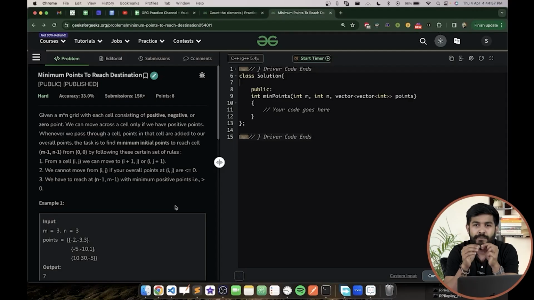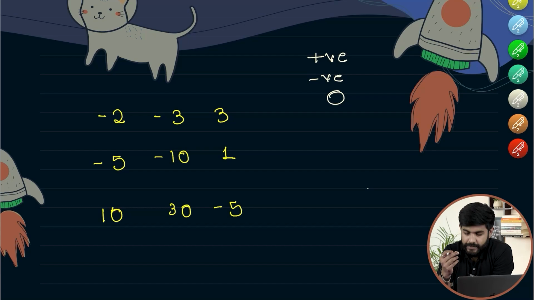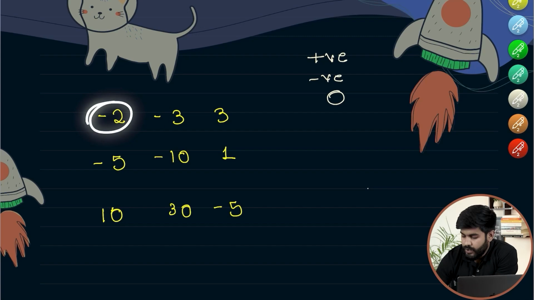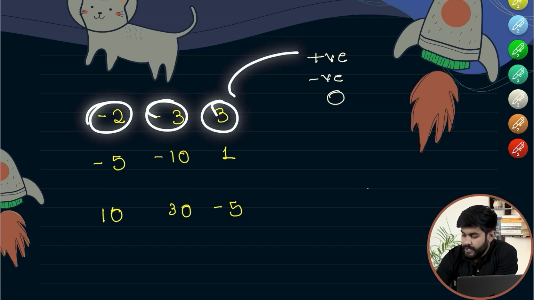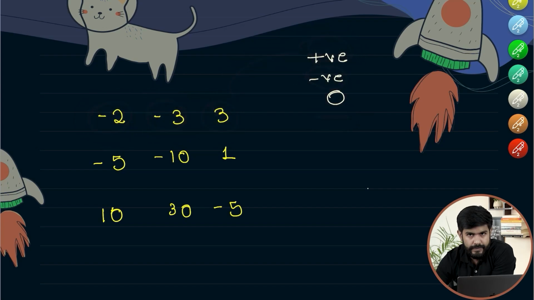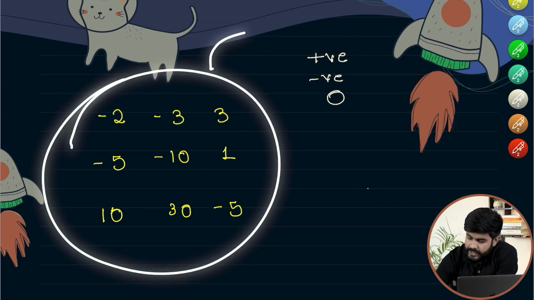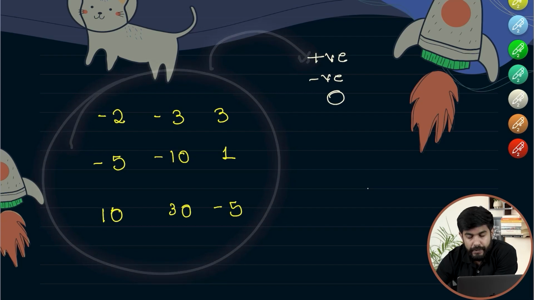Today we would be discussing the problem minimum steps to reach the destination. Here in this problem you are given a grid which consists of, for example, all these values, and the values can be positive, negative or 0. Now, what is the objective? So this is the matrix and it can have these values. What needs to be done?